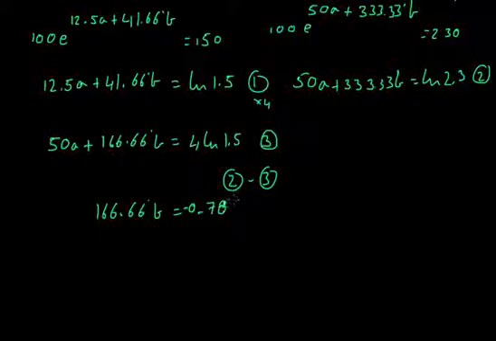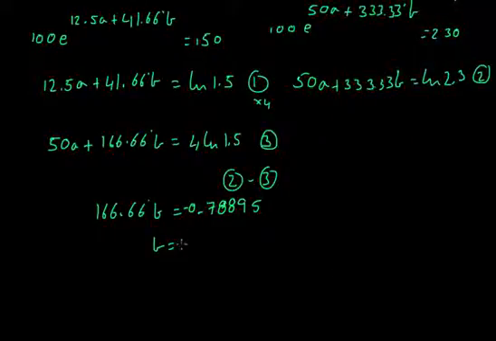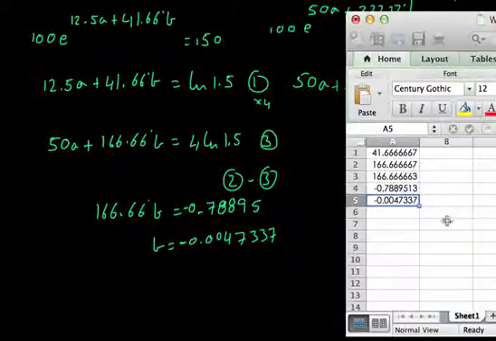That was 889, and there was a 5 there. And so b is equal to this divided by the 166.66. So that equals negative 0.0047337. I think it was 7337. Is that about right? Yep, that was right.